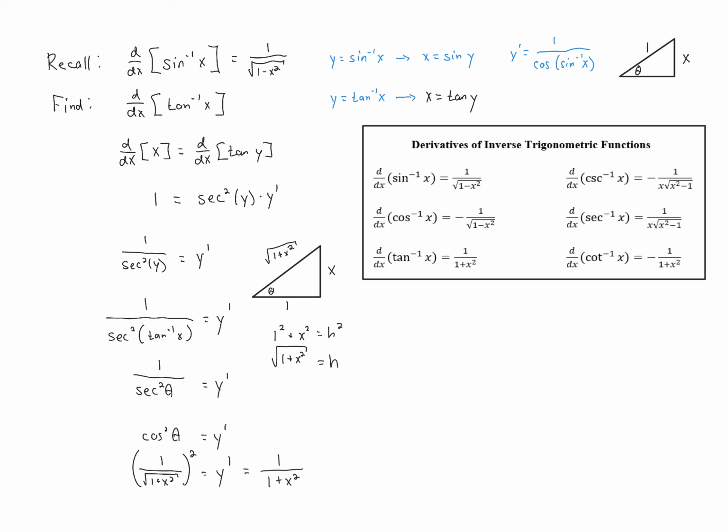All right, here we have our table of derivatives of inverse trigonometric functions. We already saw that the derivative of inverse sine was 1 over the square root of 1 minus x squared. The derivative of inverse cosine is actually the same thing except with a negative out front. That's easy. They're just opposites. We just derived the derivative of inverse tangent. We saw that it is 1 over 1 plus x squared. And the derivative of inverse cotangent is just the opposite of that, negative 1 over 1 plus x squared.